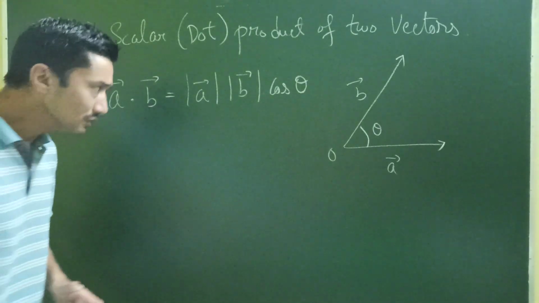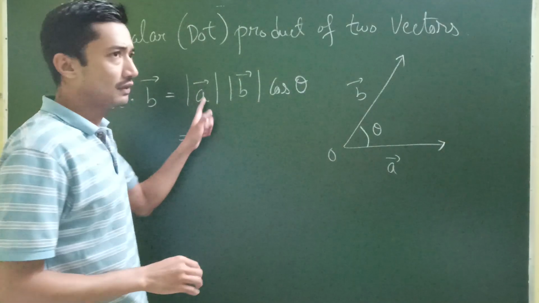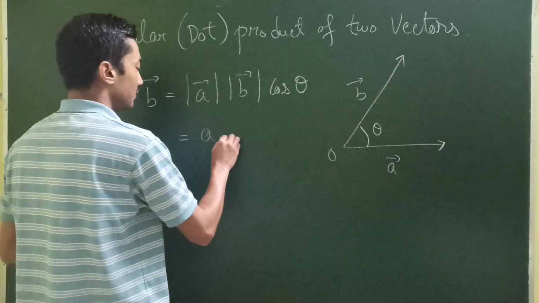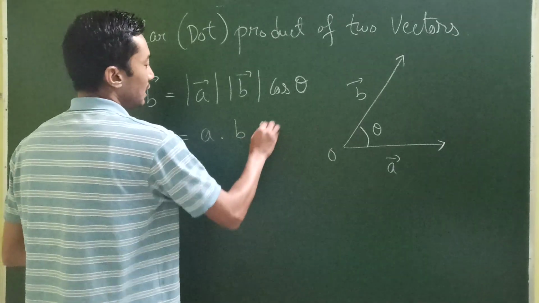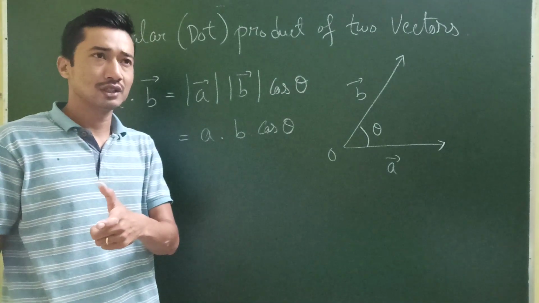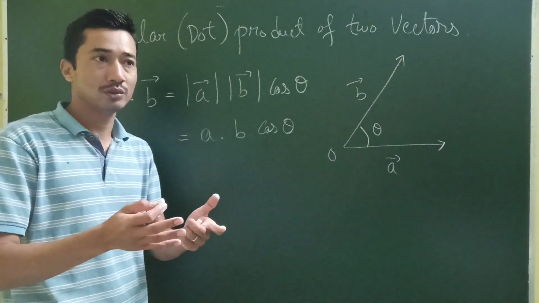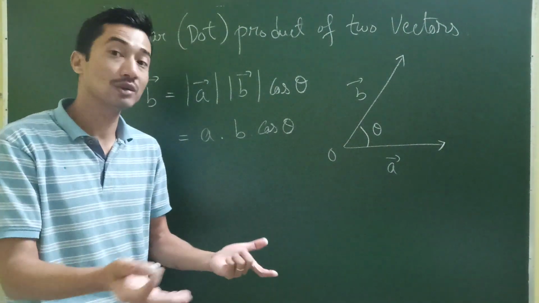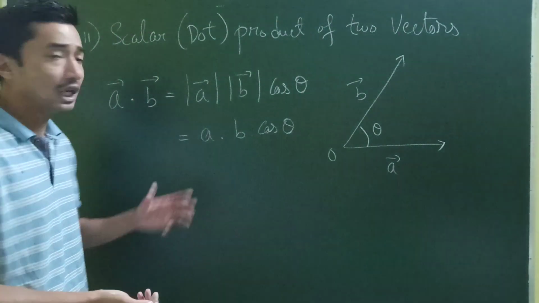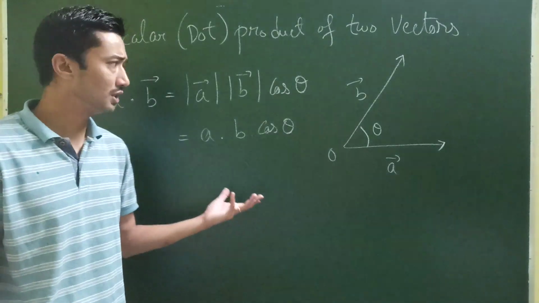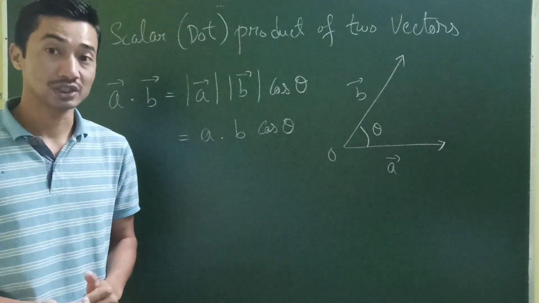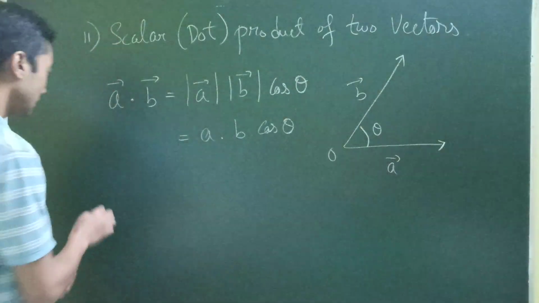Or in other words, the magnitude of vector A can also be simply written as A, the magnitude of vector B can also be written as simply B, and cos theta, because a vector without a direction has only magnitude, which is just a scalar quantity. That's all we already studied. Alright, so this is how we are going to go for the dot product of two vectors. Now let's see some special cases.